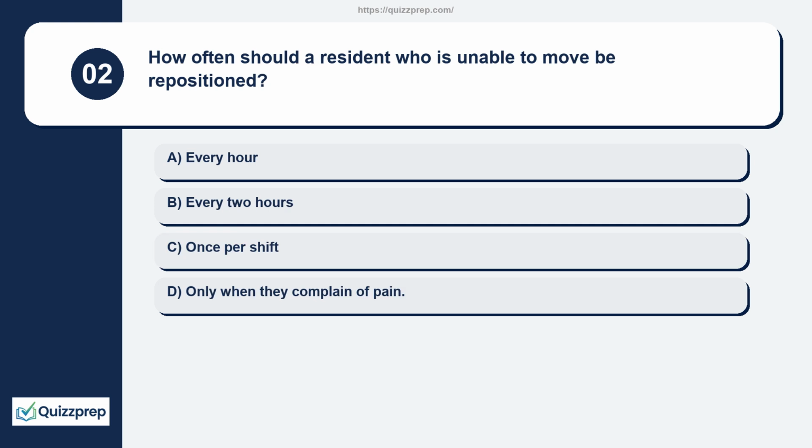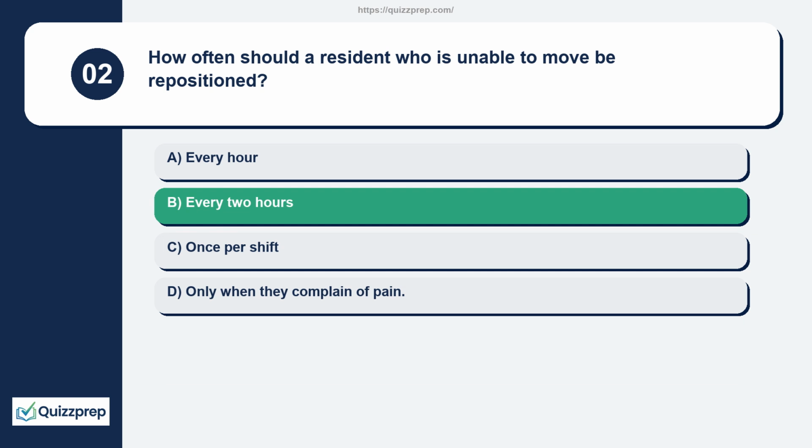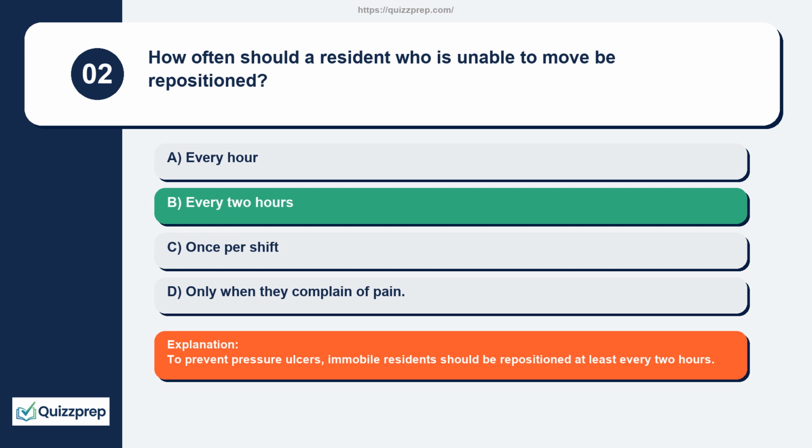Question 2. How often should a resident who is unable to move be repositioned? Every hour. Every 2 hours. Once per shift. Only when they complain of pain. To prevent pressure ulcers, immobile residents should be repositioned at least every 2 hours.